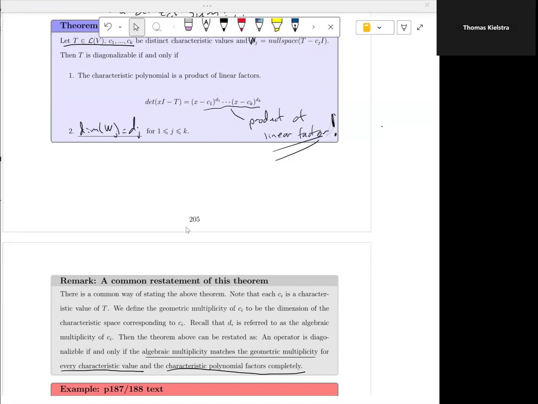is that we note that each of these ci's is a characteristic value, and we define the geometric multiplicity of these characteristic values to be the dimension of the characteristic space. And the power, di, refers to the algebraic multiplicity. So restating this theorem, we would say that an operator is diagonalizable if and only if the algebraic multiplicity matches the geometric multiplicity for every characteristic value, and the characteristic polynomial factors completely.